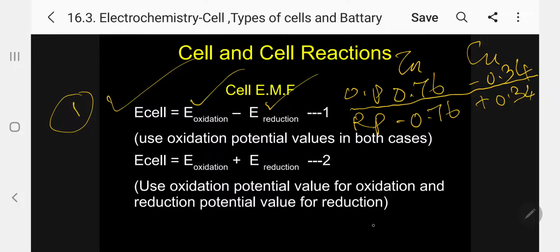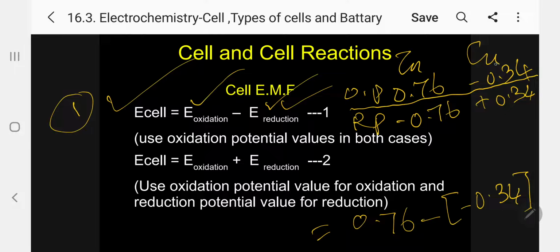What I am going to write now? 0.76 minus 0.34. Kindly follow. This is the first one. Oxidation potential value for zinc 0.76. Oxidation potential for copper minus 0.34. So minus into minus plus, it is 1.1 volt. Answer is 1.1 volt. Kindly follow.